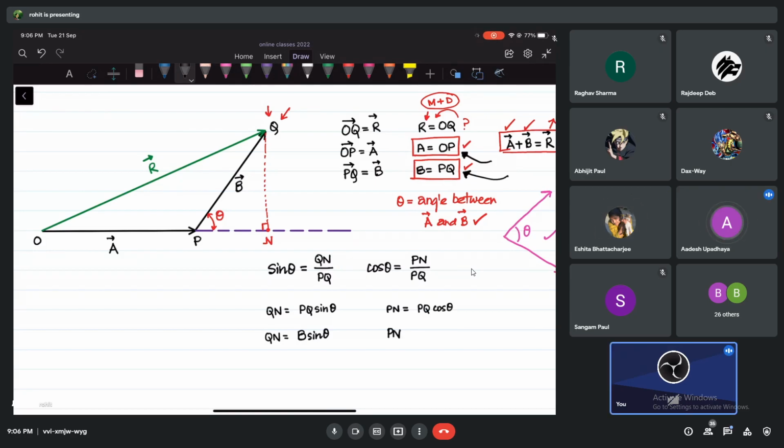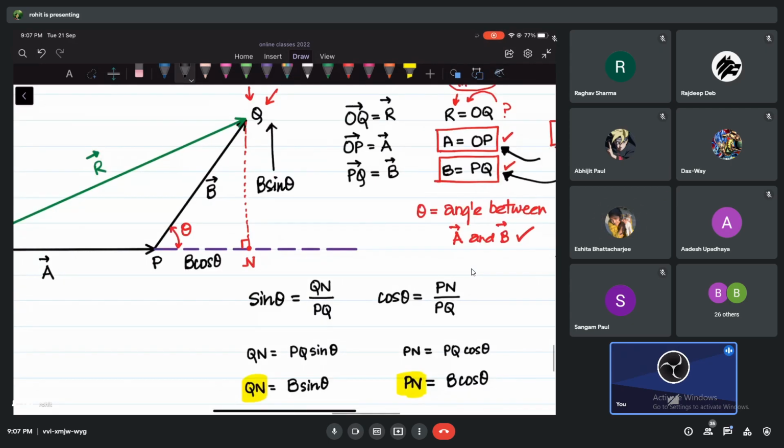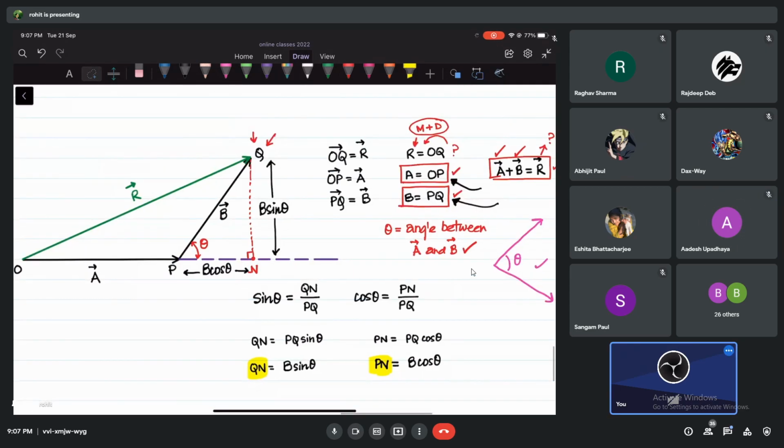What is PN then? PN is B cos theta, since PQ is B. Now let me show you where PN is and where QN is. QN is this, so I'm going to write B sin theta here. And PN is this one, so B cos theta. From here to here is B sin theta, and from here to here is B cos theta. This is not Pythagoras, this is just trigonometry.